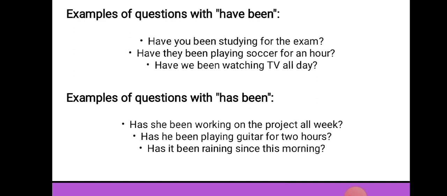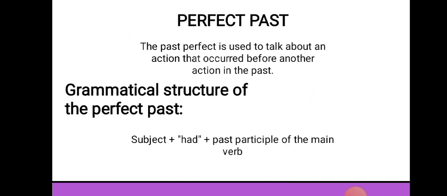Example of the question with had been. Here you can see example with the question. Past perfect. It is used to talk about an action that happened before another action in the past. Grammatical structure of the past perfect.